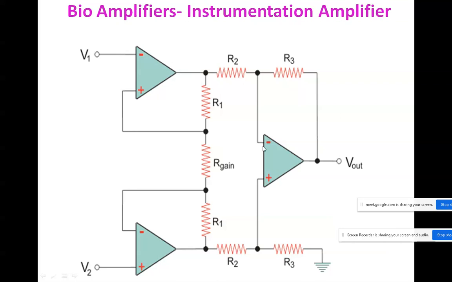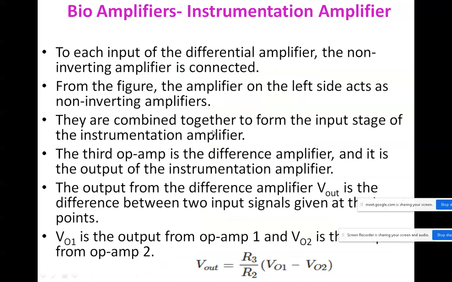So V01 and V02 will be the input of this amplifier. The outputs of these two amplifiers are the input of the third amplifier. So the output of the third amplifier is V out. V out equals (V01 minus V02) times R3 by R2, that is, feedback resistance by input resistance. Okay.